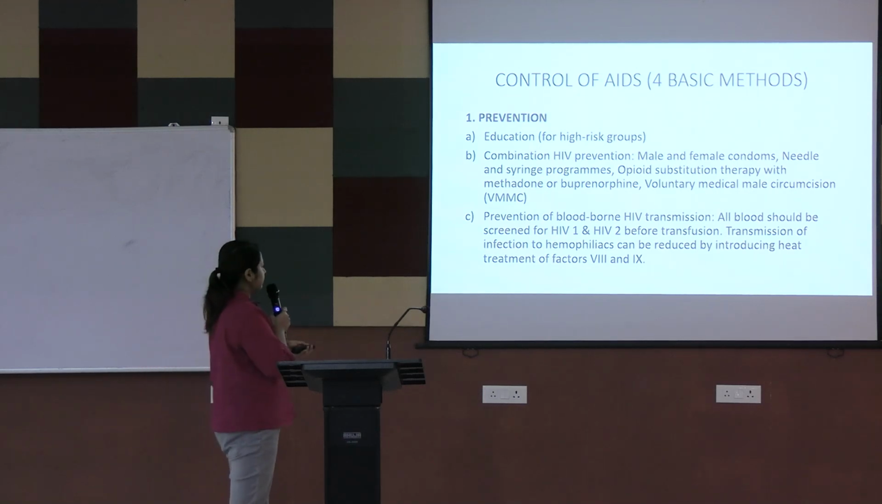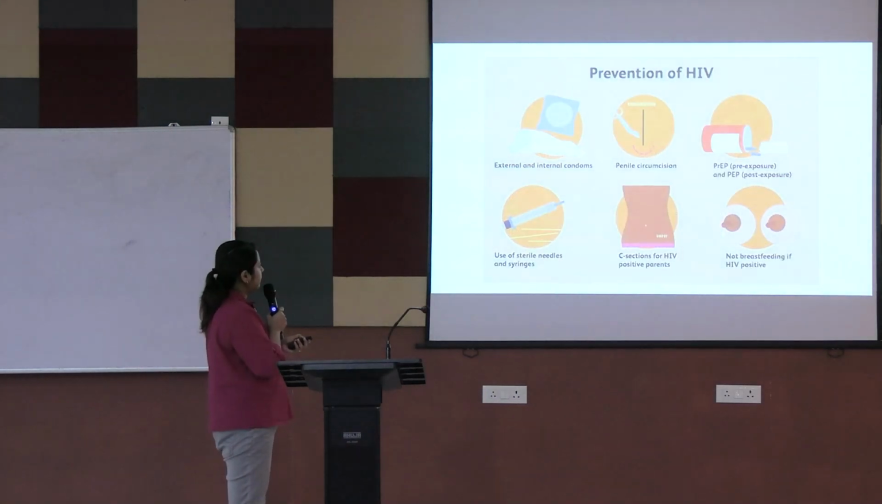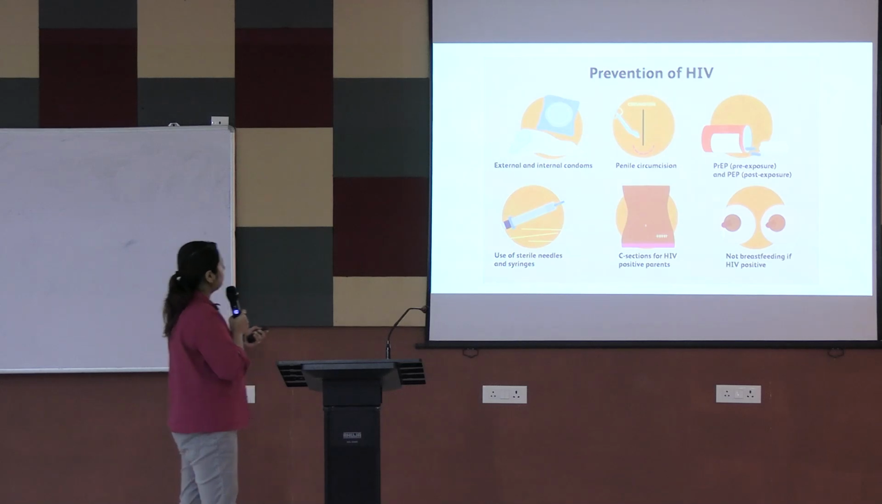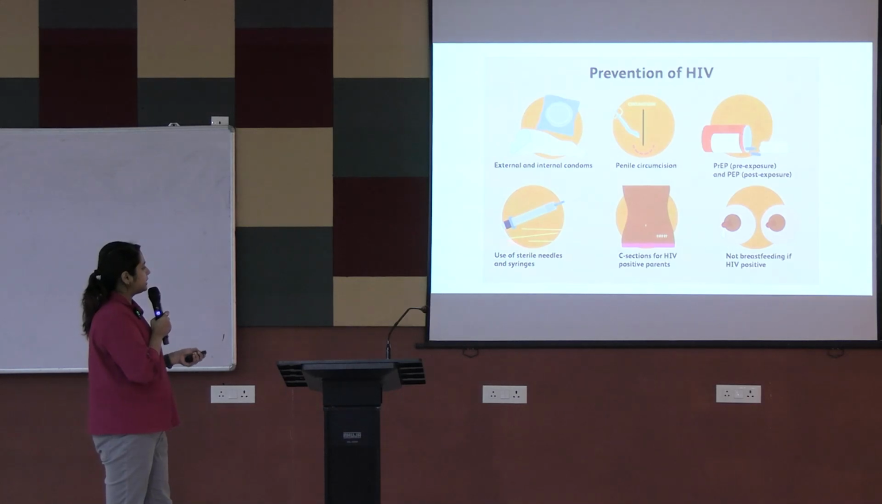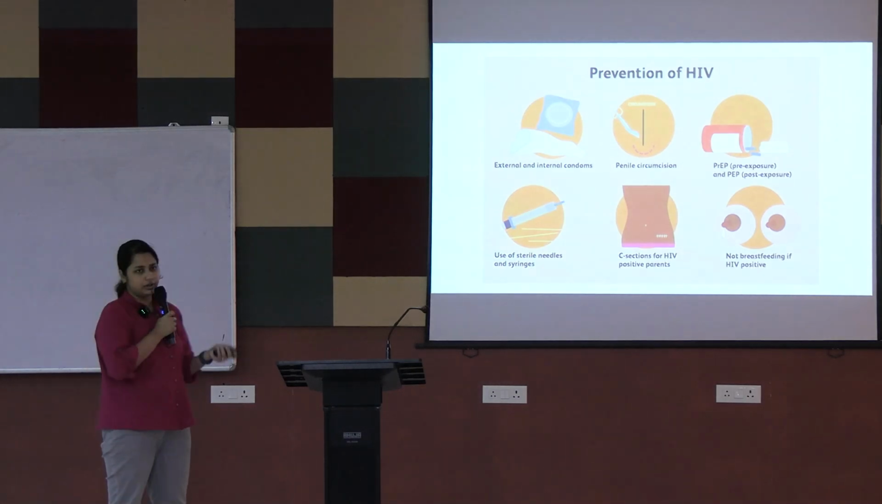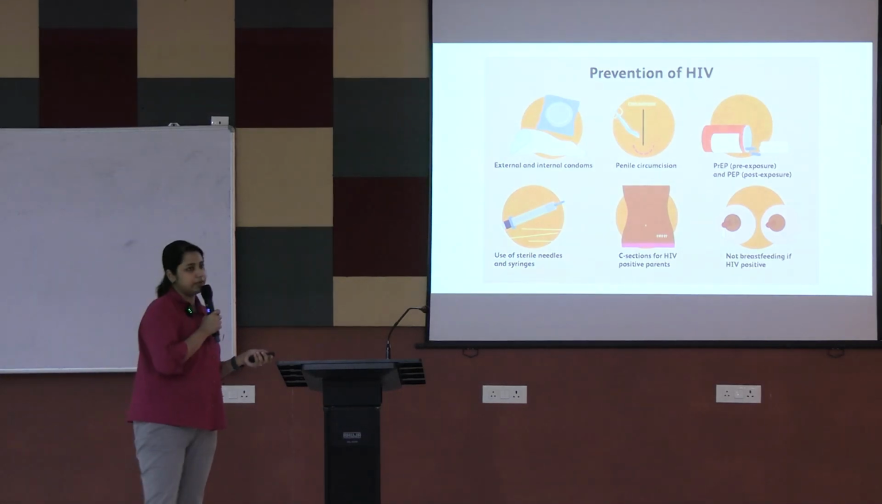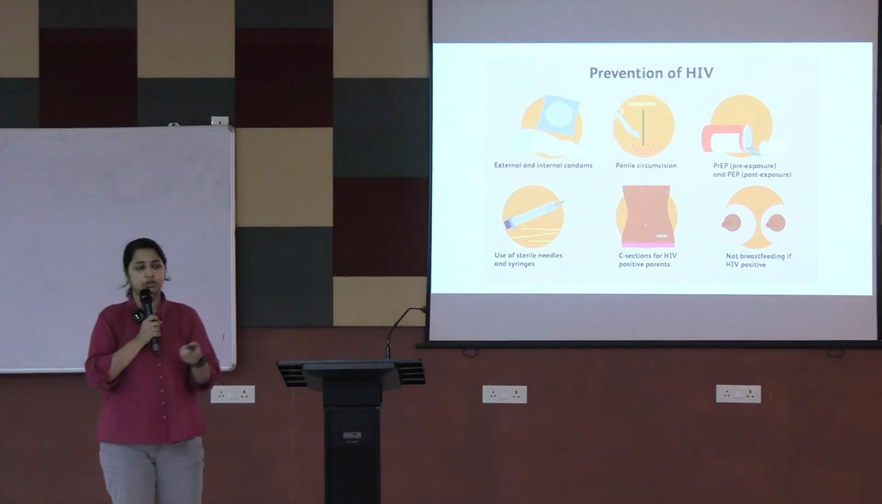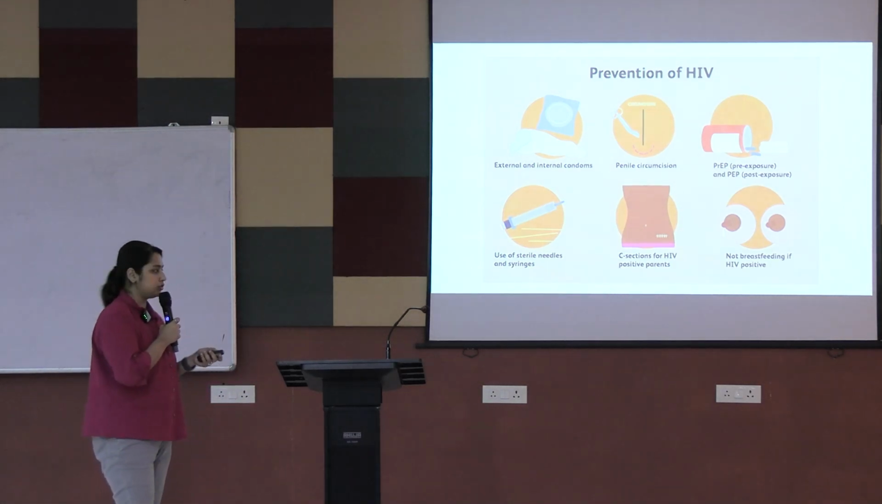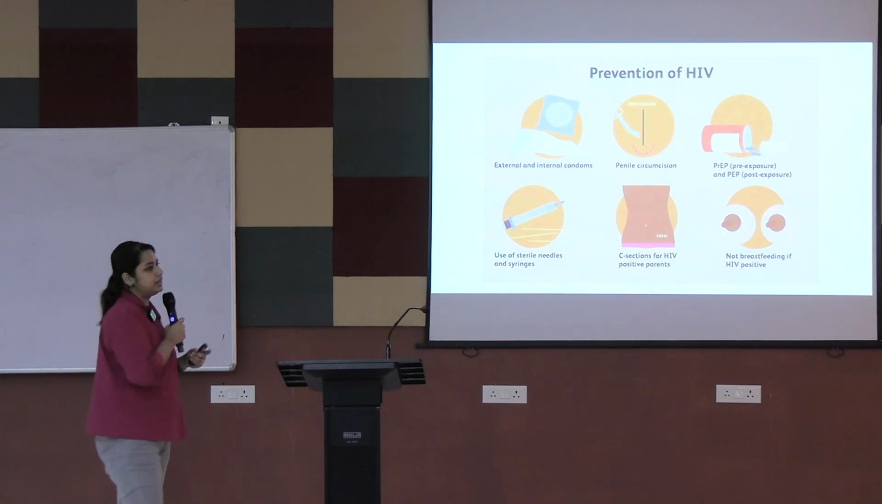So this is prevention. What other prevention is there? Internal condoms, penile circumcision, pre-exposure prophylaxis, and use of sterile needles and syringes everywhere. Then C-sections for HIV positive patients, because in vaginal delivery there is a chance of transmission from mother to child. So you do a C-section for those patients. And no breastfeeding if HIV positive.